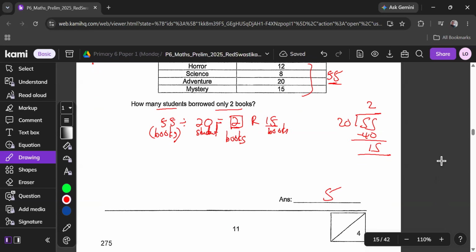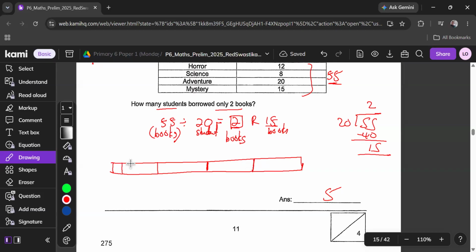So how does it help me to get the answer? Okay, I'm going to show you. I'm going to draw a model, okay? And you may want to draw this. And once you understand that, next time you don't need to draw. I'm going to cut this into 20 students, okay? 20 students. So 4 boxes.